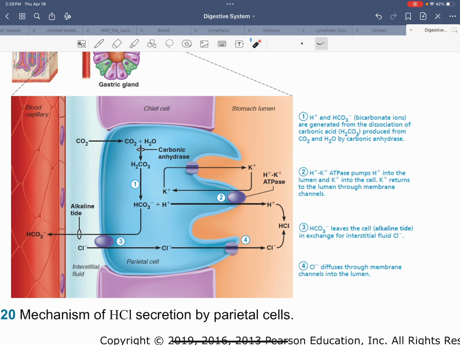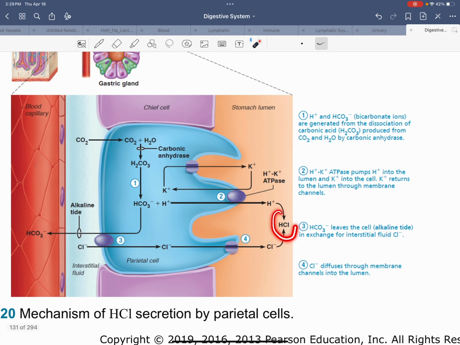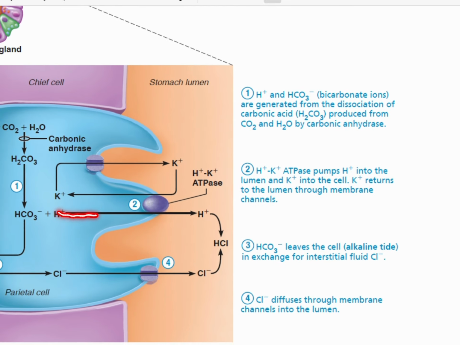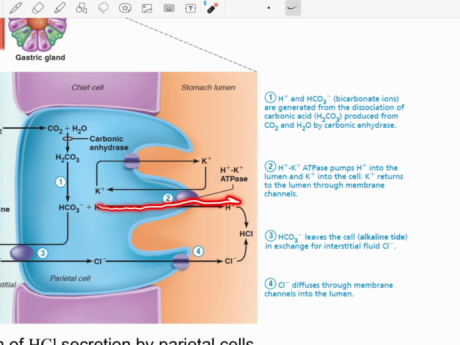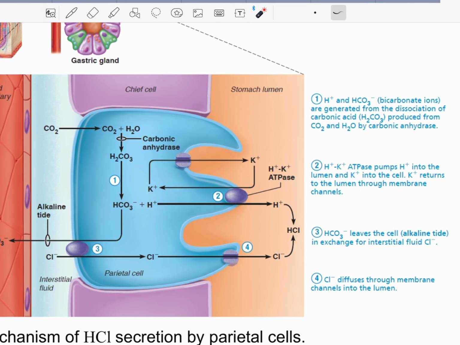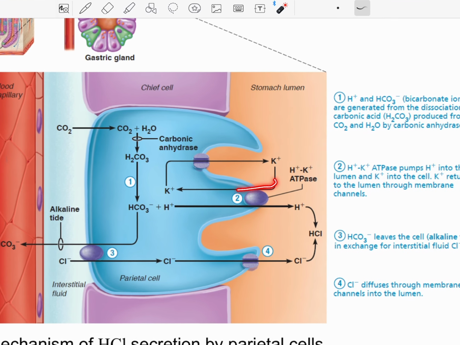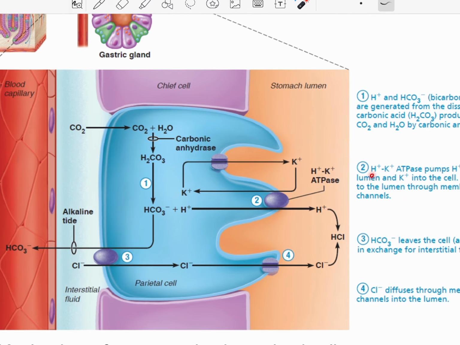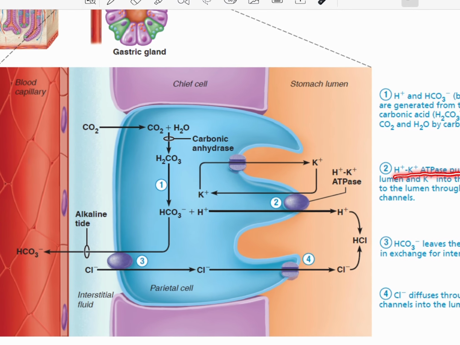So what have we accomplished? We've been able to make hydrochloric acid, and let's just do a very quick review of it again. Carbon dioxide moves in, combines with water already in the cell. We're talking a parietal cell, right? It combines, forms a weak acid, dissociates into bicarbonate and hydrogen. Hydrogen is moved out through a pump system. It's an antiport. As hydrogen is moved out, basically potassium is moved in, and that is the hydrogen potassium ATPase pump.